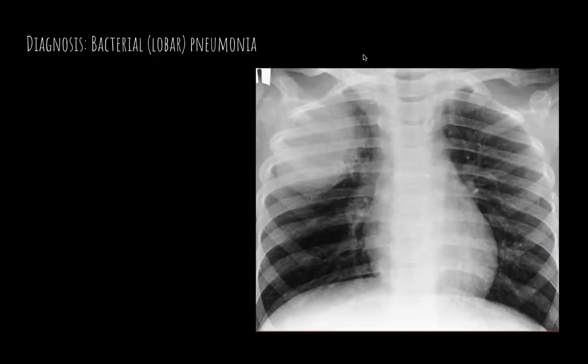Well, the diagnosis was a bacterial or a lobar pneumonia. How did this get on the park, Josiah? I have no idea, but I think we might need to set up a quarantine.